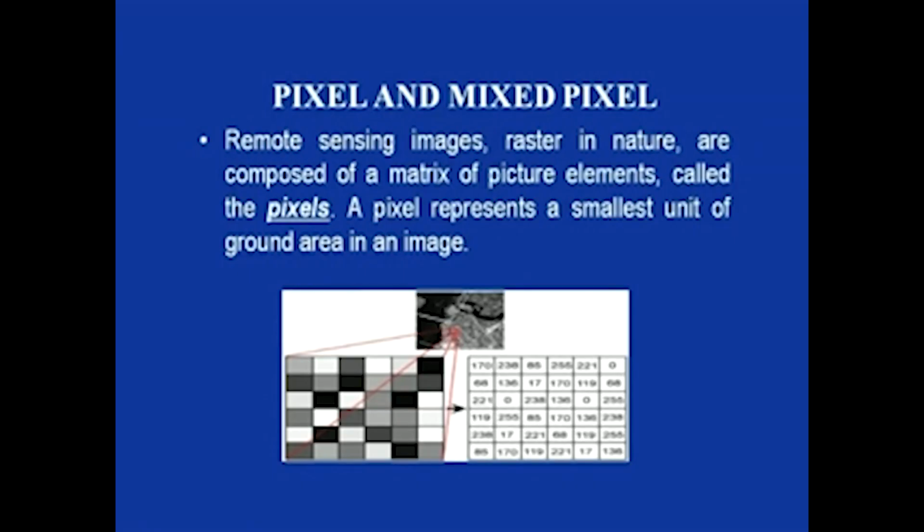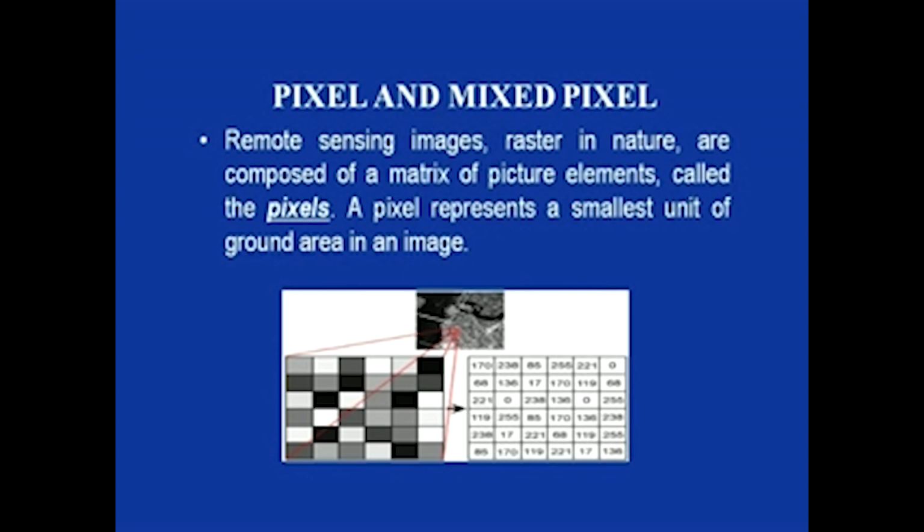Having looked at the resolutions, now let us look at one very important aspect, and that is the smallest element in the image. This is what we call a pixel. In remote sensing, images, which are raster in nature, are composed of a matrix of picture elements called pixels. A pixel represents the smallest unit of the ground area in an image.